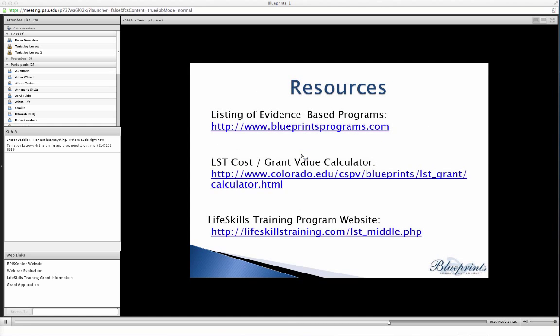Okay, I just wanted to provide you with a few more resources here. The first one is the link to the Blueprints Program's website if you're interested in that. If you'd like to know what the real value of this grant would be for your district or your school, you can go to this grant value calculator link and put in the number of students you have, number of teachers, and the training workshop, and it'll provide you with a figure. But please just remember that all of the expenses for this grant are covered under our grant. And then finally, I have a link there to the LifeSkills Training Program website.